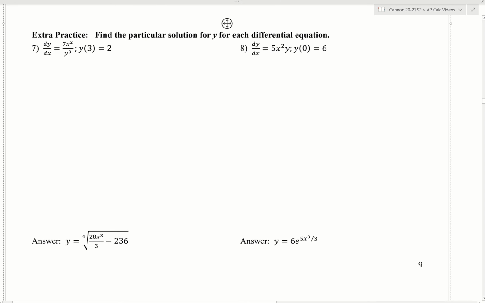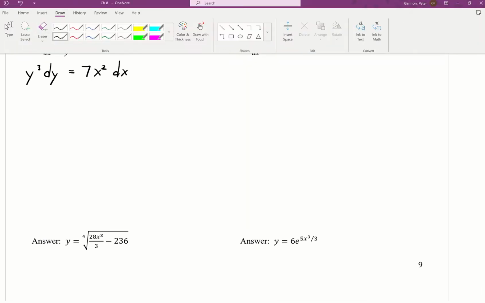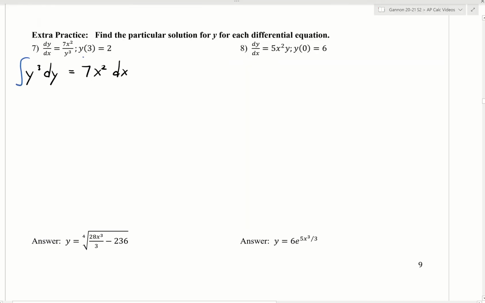All right, so for number 7, we're going to go ahead and separate the variables by cross multiplying, which is going to give us y cubed dy equals 7x squared dx. At that point, we can go ahead and integrate both sides. On the left side, we're going to end up with 1/4 y to the 4th. And on the right side, we're going to get 7/3 x cubed plus c.